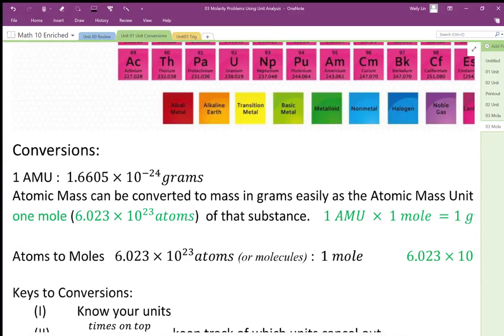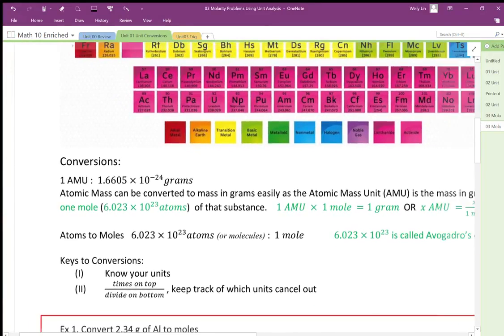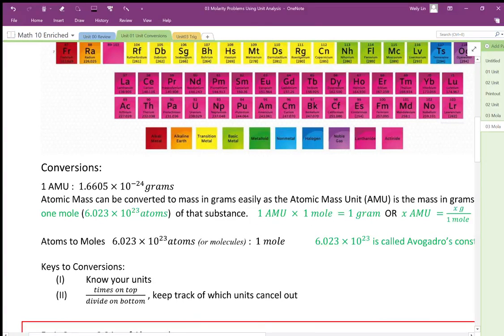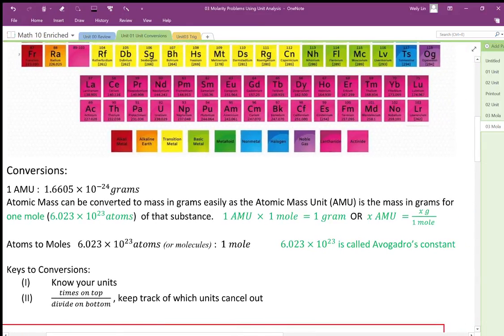Now that's really small and it's actually not very practical to use. So it's easier to look at atomic mass units as one atomic mass unit times 1 mole. 1 mole of any particular substance equals 1 gram, or 1 mole is going to be 6.023 times 10 to the 23 atoms. If we take that and divide it by that number, these are actually reciprocals of each other. So one is times and one is divide.